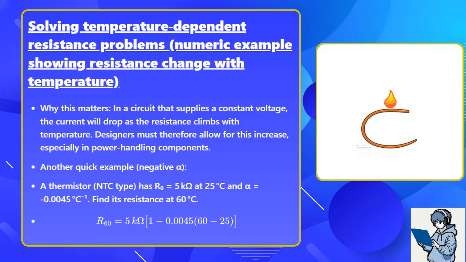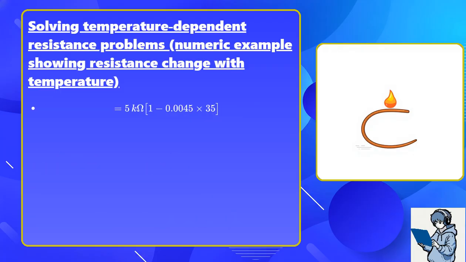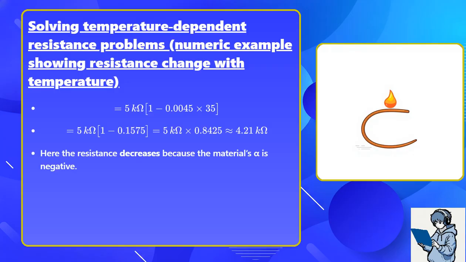R sub 60 equals 5 kilo ohms times open bracket 1 minus 0.0045 times open bracket 60 minus 25 close bracket close bracket equals 5 kilo ohms times open bracket 1 minus 0.0045 times 35 close bracket equals 5 kilo ohms times open bracket 1 minus 0.1575 close bracket equals 5 kilo ohms times 0.8425, approximately 4.21 kilo ohms. Here the resistance decreases because the material's alpha is negative.